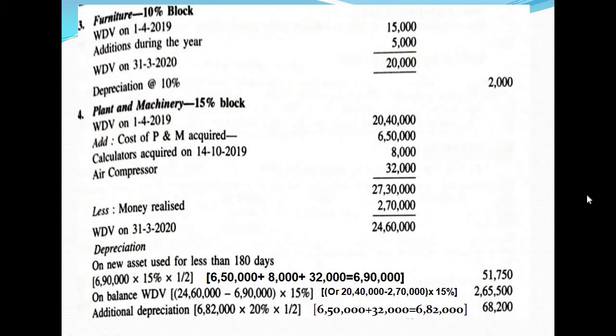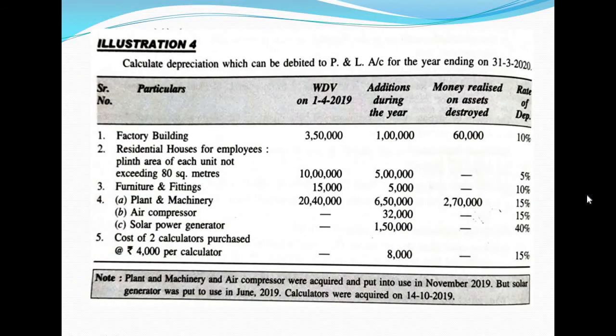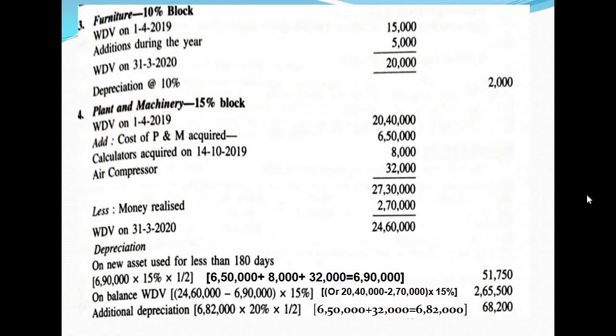So you can see here that the cost of new assets acquired, first of all, will be the cost of plant and machinery acquired, that is 6 lakhs 50,000. Then the calculators acquired on 14/10/2019, that is 8,000. Then the air compressor, which has been acquired for rupees 32,000. So after adding the actual cost of new assets acquired under the plant and machinery 15% block, we have 27 lakhs 30,000. Then you have to deduct the money realized on assets destroyed. So for plant and machinery, you have 2 lakhs 70,000. So after deducting 2 lakhs 70,000, you'll get the written down value as on 31st March 2020 as 24 lakhs 60,000.